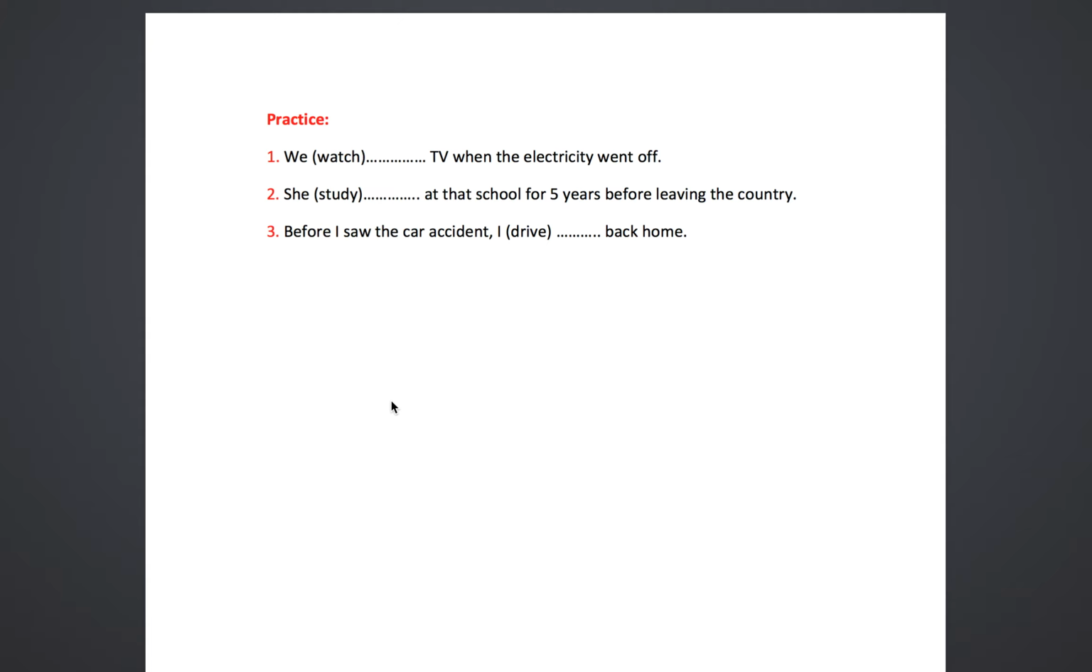And the third one, and the last but not least, before I saw the car accident, I drive blank back home. Before I saw the car accident, I had been driving. Driving takes a longer time than seeing the accident. So driving the car should be in the progressive tense, which is the past perfect progressive tense.